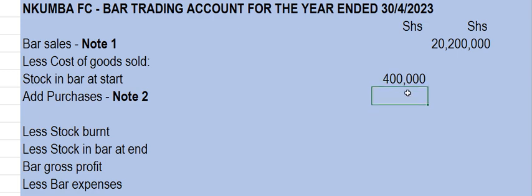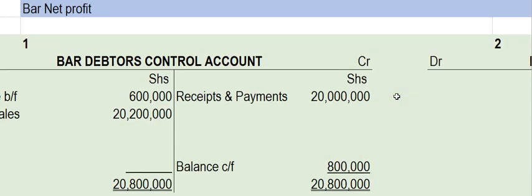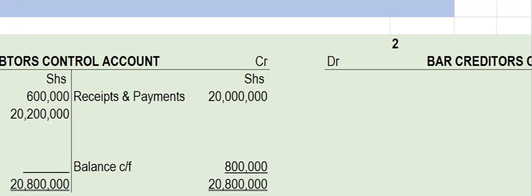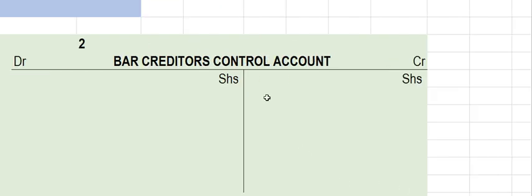Then we have to add the purchases. When we look at the available information, you'll see that we don't have any information about cash purchases, but we have the information about the trade creditors, meaning that all the purchases made by the bar were credit purchases. We don't have that figure, but we have information about the bar creditors, so we have to use the bar creditors control account to arrive at the bar credit purchases, which we are going to take to our bar trading account.